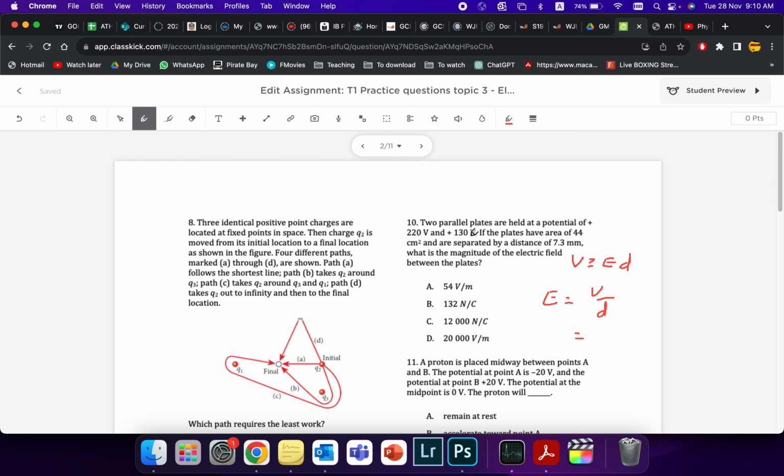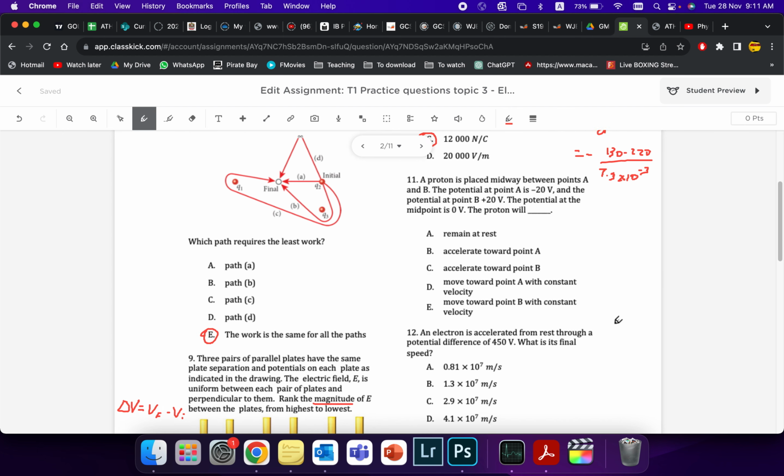So you're going to subtract these two values. Usually it's supposed to be negative, and then final and initial will be minus, so you'll have 130 minus 220. These minuses will actually just cancel out anyway. And you'll divide that by 7.3 millimeters, which is not good, so you're going to have to put that into meters: 7.3 times 10 to the minus 3. By doing that, you should put this in your calculator and you'll get 12,000 newtons per coulomb. That would be your answer there.